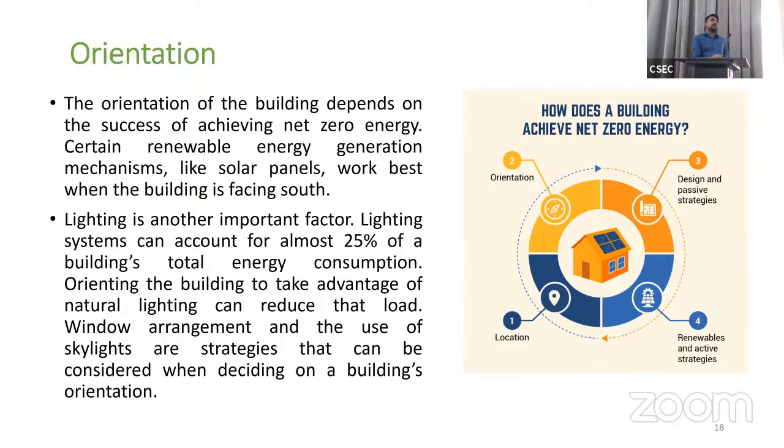Because for renewable energy like solar panels, if the roof is facing south, that will be the best for solar panel installation. And also by orienting the building to take advantage of natural lighting, we can reduce the lighting load, because most buildings use 25% of the building's total energy consumption on artificial lighting. And also we can use skylights and window arrangements to get natural lighting into the building.